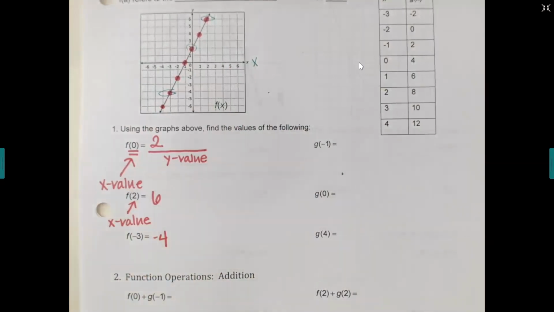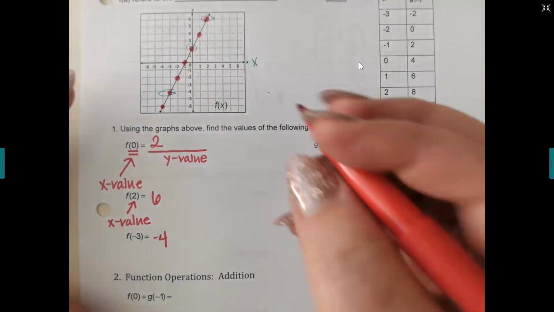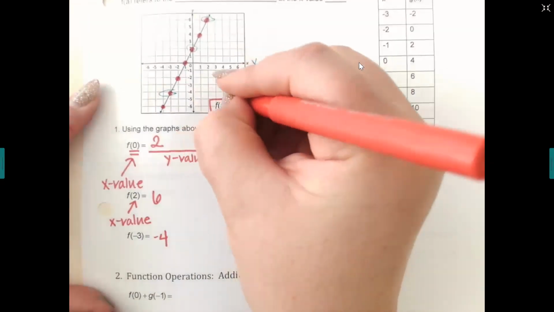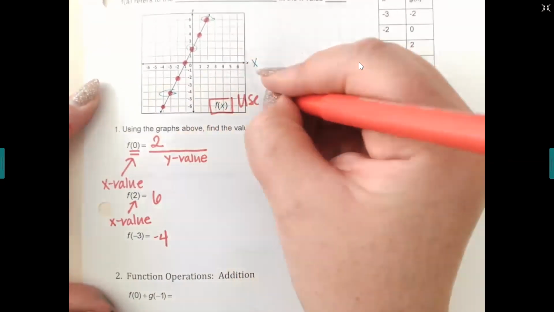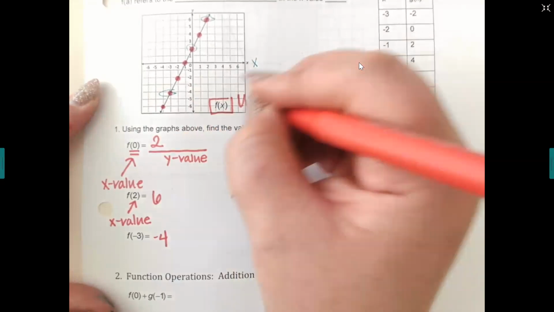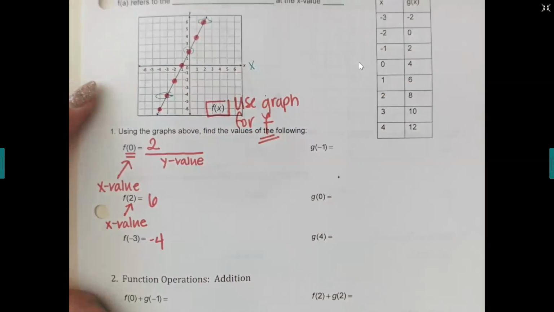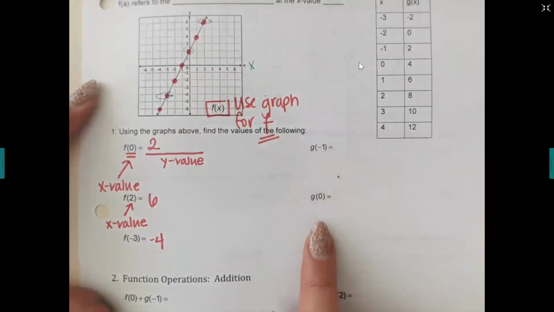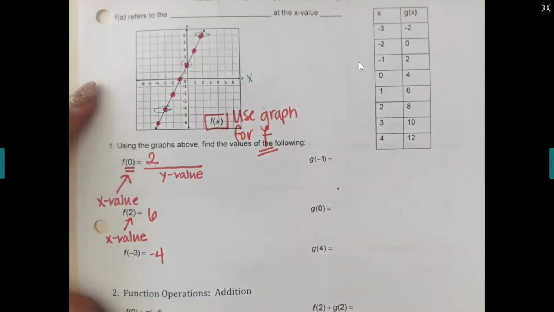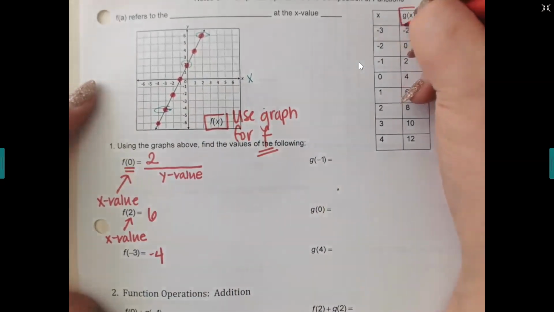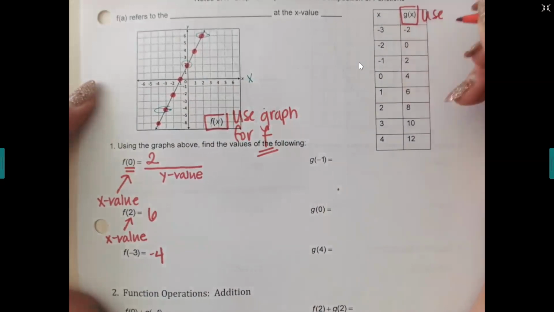Okay, now take a look at the second one. Okay, this one was labeled f of x, which means that you're going to use this graph for problems with f in it. Okay, but if it has a g in it like this one, see the g's? Then you're going to use the table because its name is g of x. So you're going to use this one for g of x.